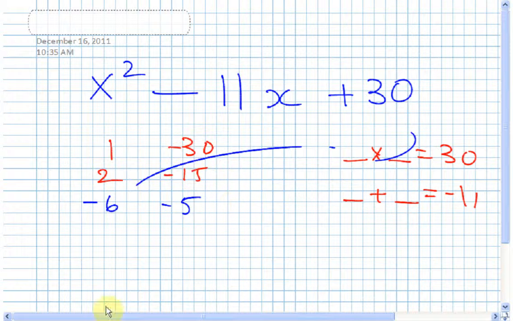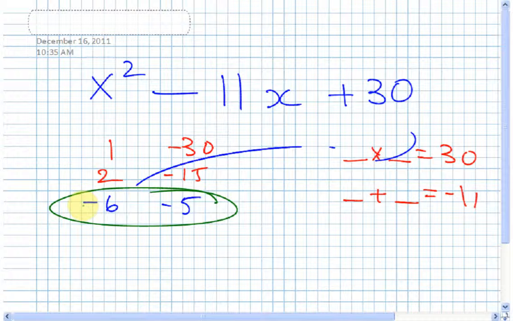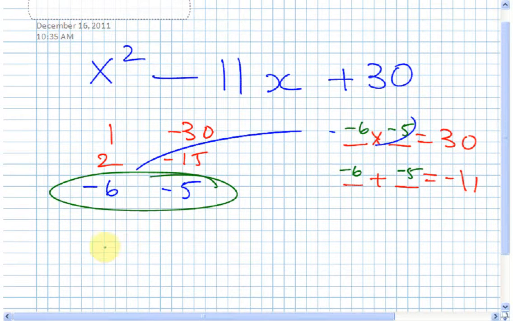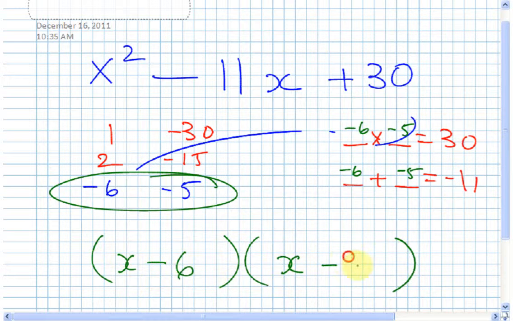Correct. Lawrence stole my thunder and gave me the right answer already. -6 and -5. So that's great. So how do I write my final answer? X minus 6, X minus 5.